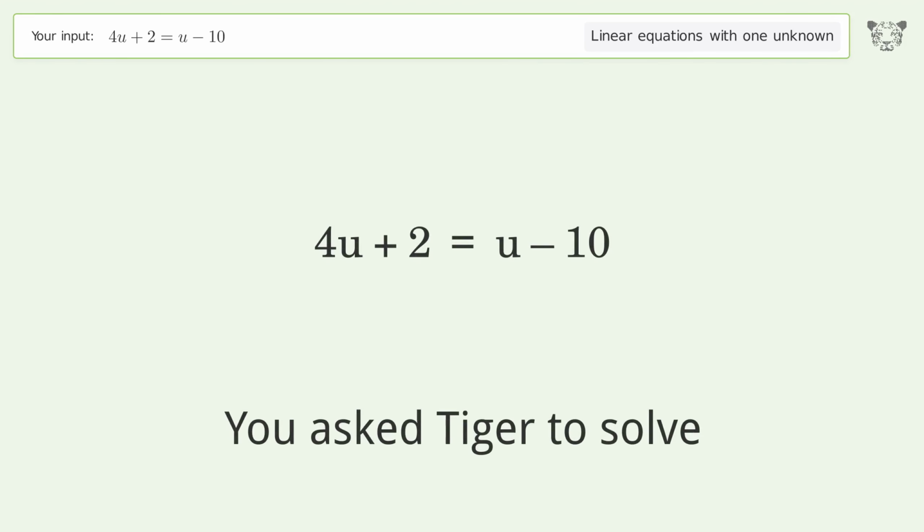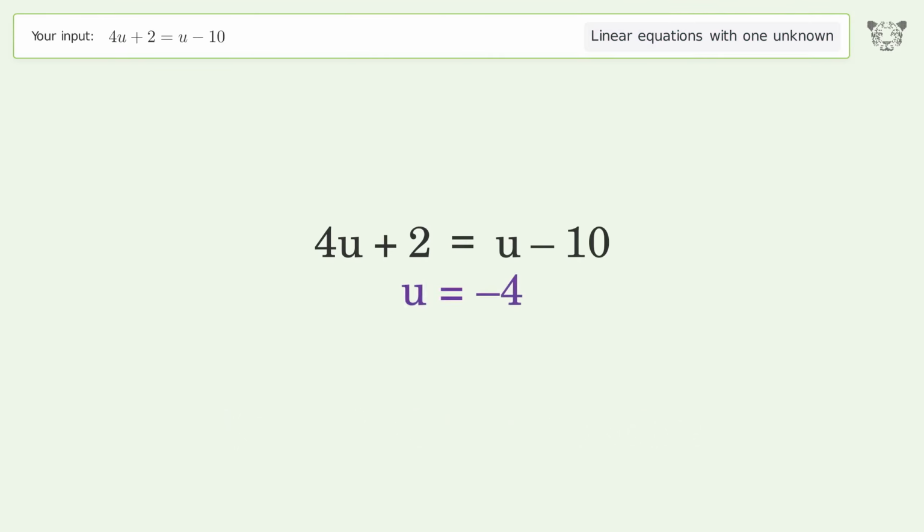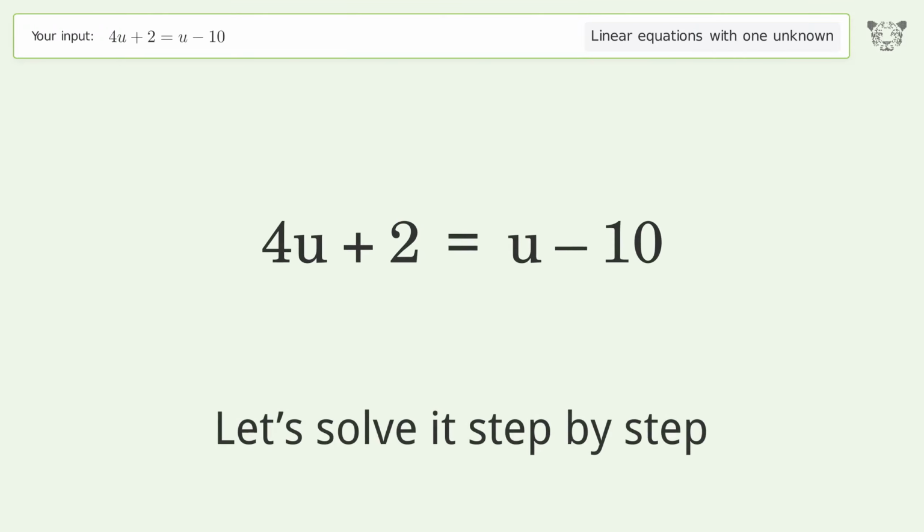You ask Tiger to solve. This deals with linear equations with one unknown. The final result is u equals -4. Let's solve it step by step.